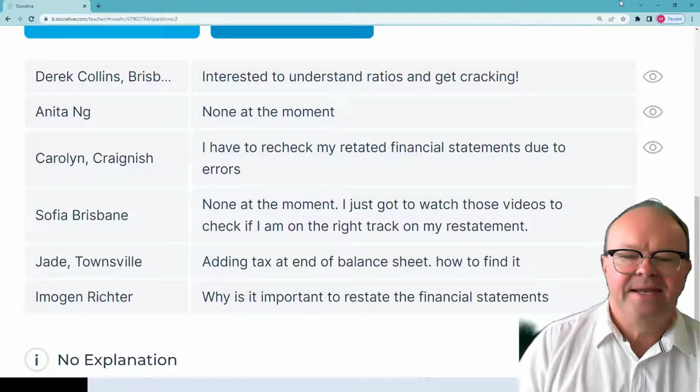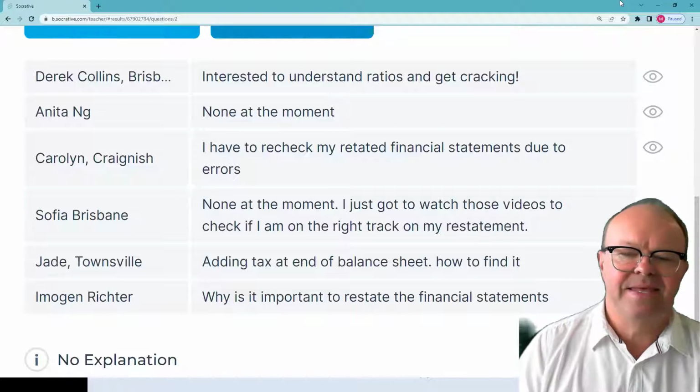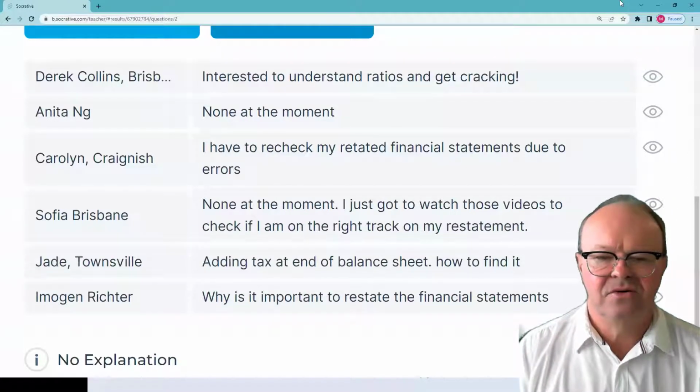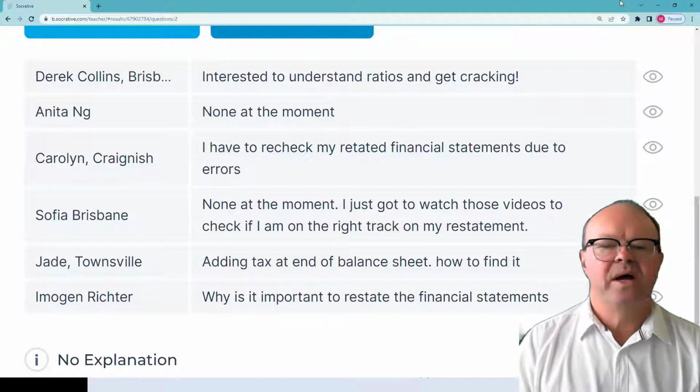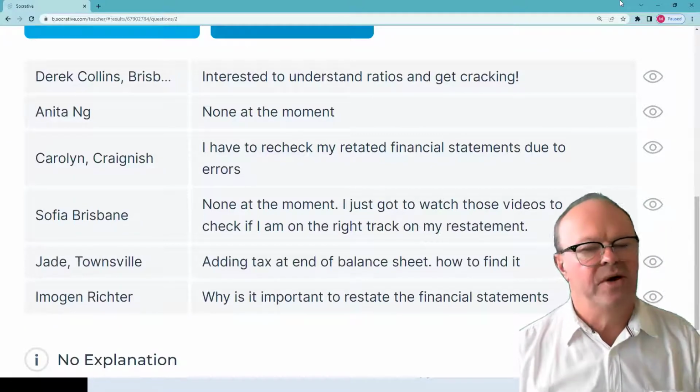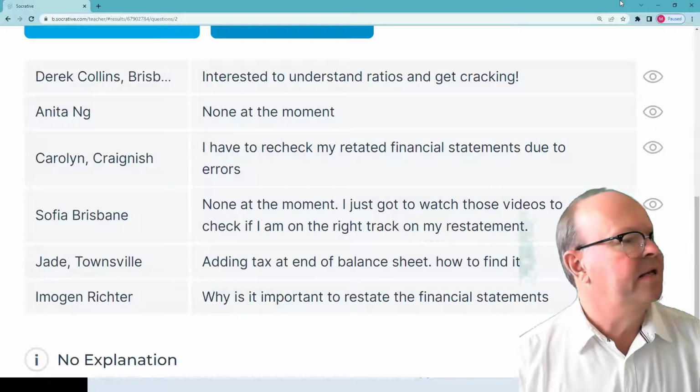Jade in Townsville, adding tax at the end of balance sheet, how to find it? Adding tax. Are you talking about the income statement, Jade, or how to find it? Not quite sure what question you're asking. Jade, do you want to ask that, or do you want to?